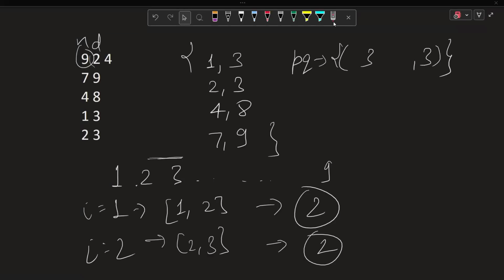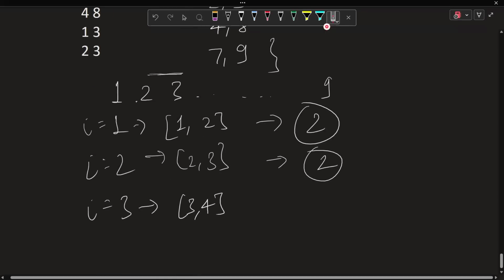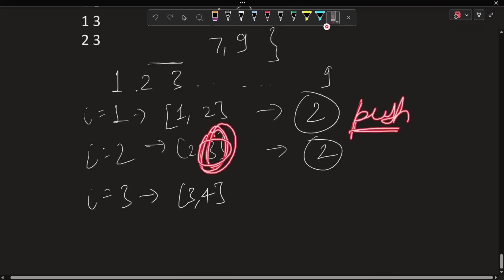What I'm doing basically is putting into my priority queue whenever I'm going to an index. If I'm at index i, then the ending value of the range is i plus k minus 1. All those ranges which are starting before this 3 would be pushed to my priority queue. So all those ranges starting before this 3 would be pushed.